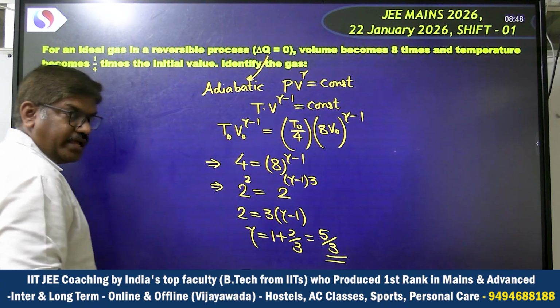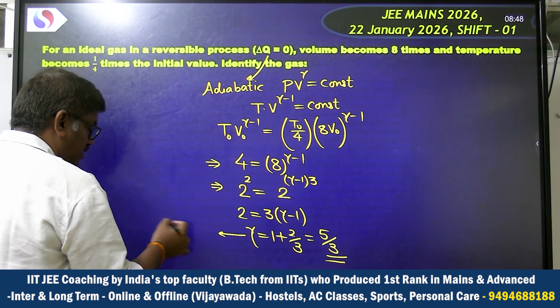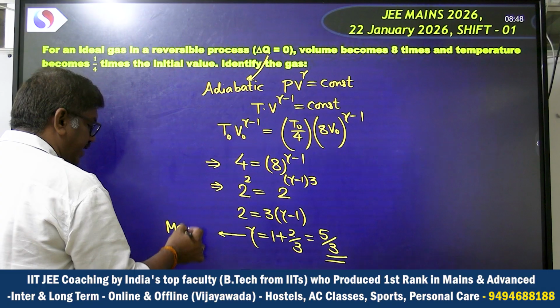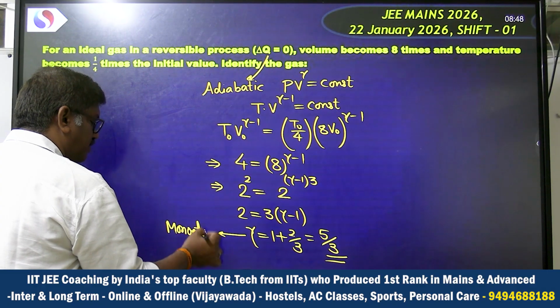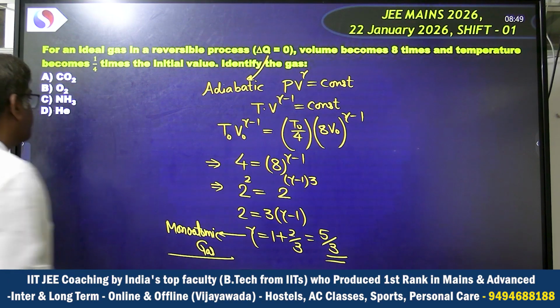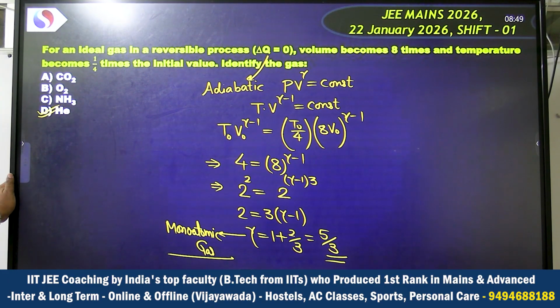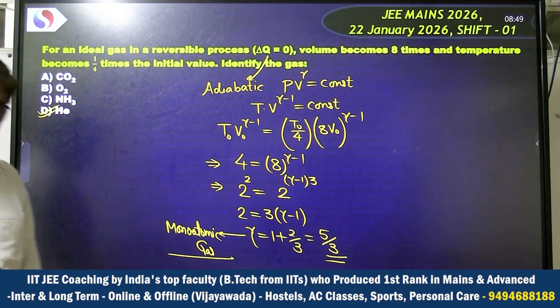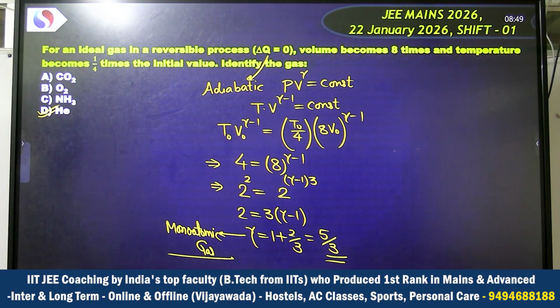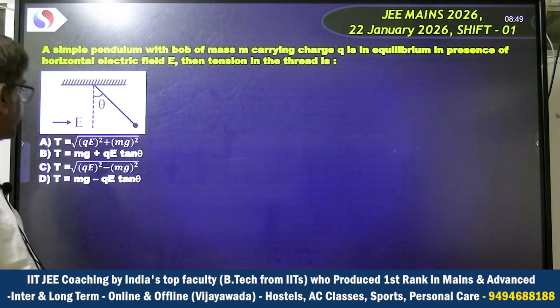And 5 by 3 is the ratio of Cp by Cv, the value of gamma for a monoatomic gas. Out of the given options, which gas is monoatomic? Helium. So the correct answer is 4. The rest are all polyatomic or diatomic. This is your monoatomic. So the correct answer is 4. Again, an easy question. Okay, move to the next one.